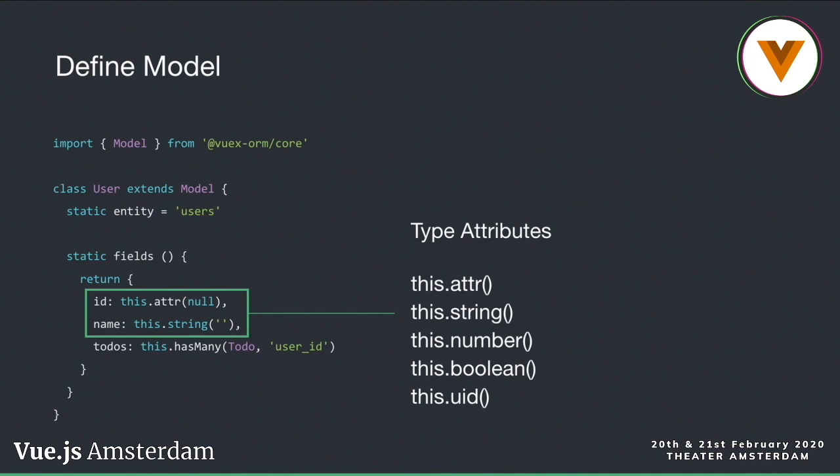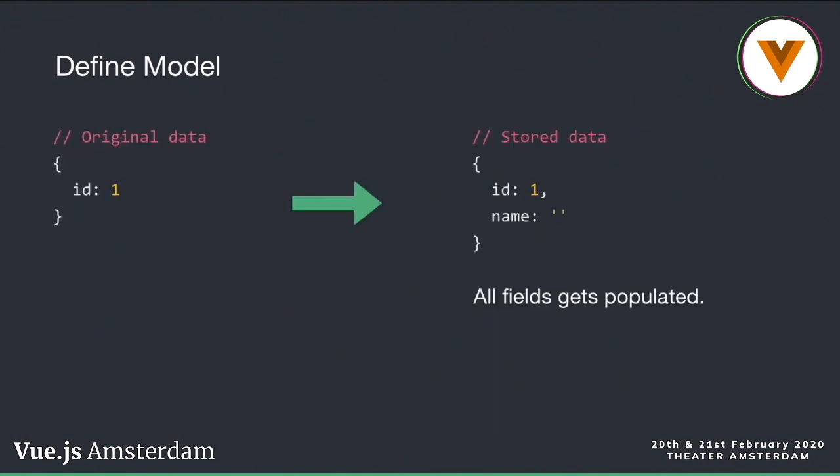So remember here, we have ID and name in the model, right? And if you try to create data that are missing some key, for example, if you are trying to create this object with ID 1, and if you use user.insert, it's going to automatically populate any missing key and fill the value with the default value.